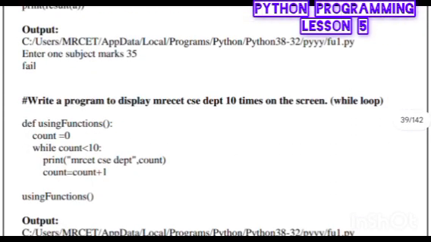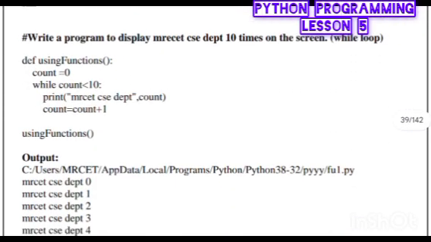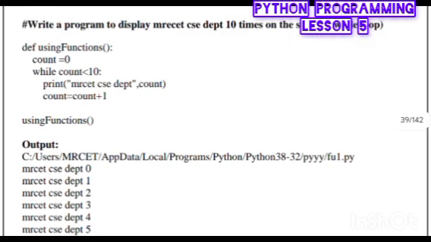Then next is the while loop. A while loop definition using functions: count equal to 0, count less than 10. Here we use the print statements. Print CSE department, then count equal count plus 1, using functions. Display CSE department 10 times. Here we display the one word 10 times. We use the while loop from 0 to 10.